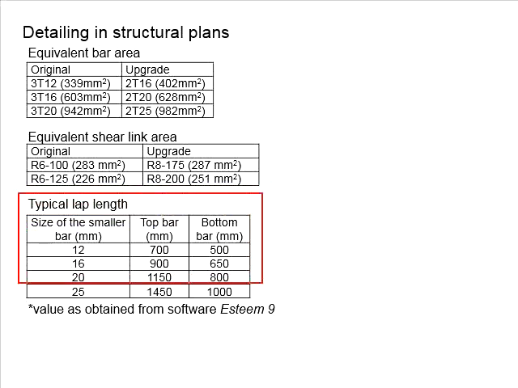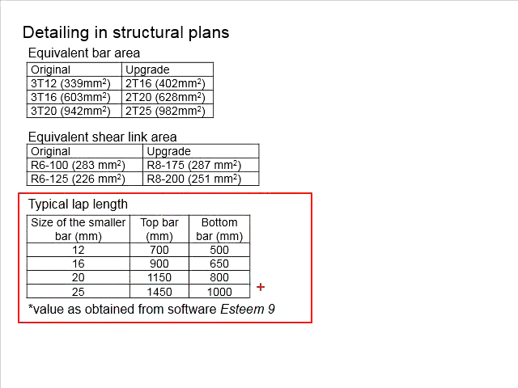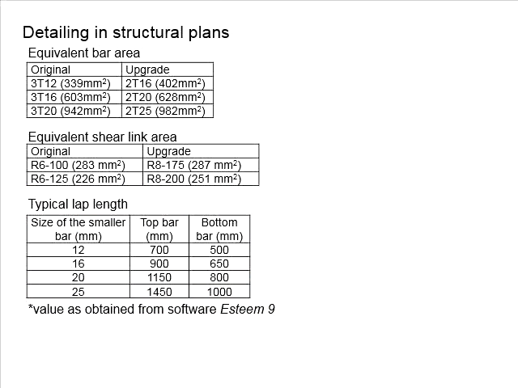And this table represents the typical lap length as provided by a software. In fact, you can calculate your own lap length based on the equations provided by the Eurocode. In principle, there will be regions of good bond and regions of poor bond. For the regions of poor bond, for example, when the reinforcement bar is used as the top reinforcement bar, the typical lap length will be longer.